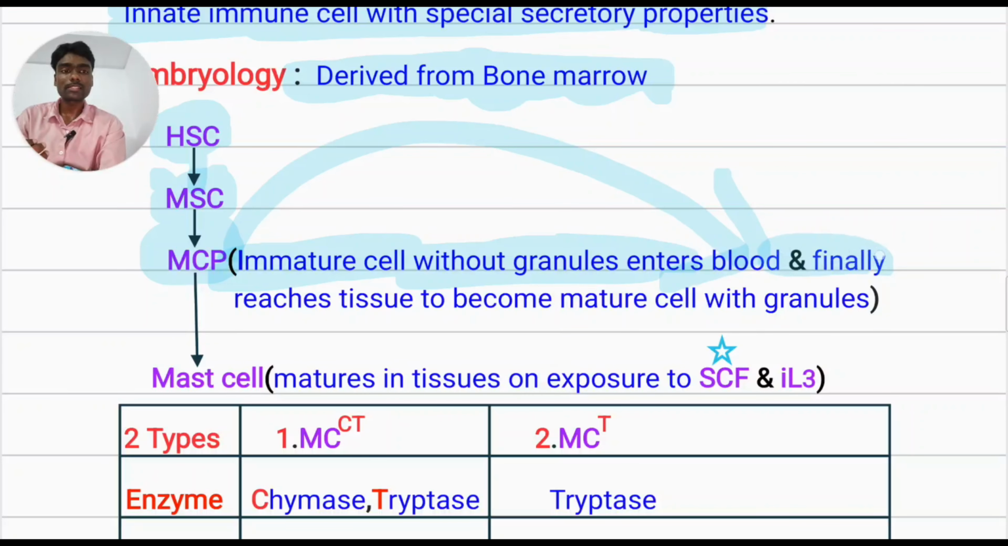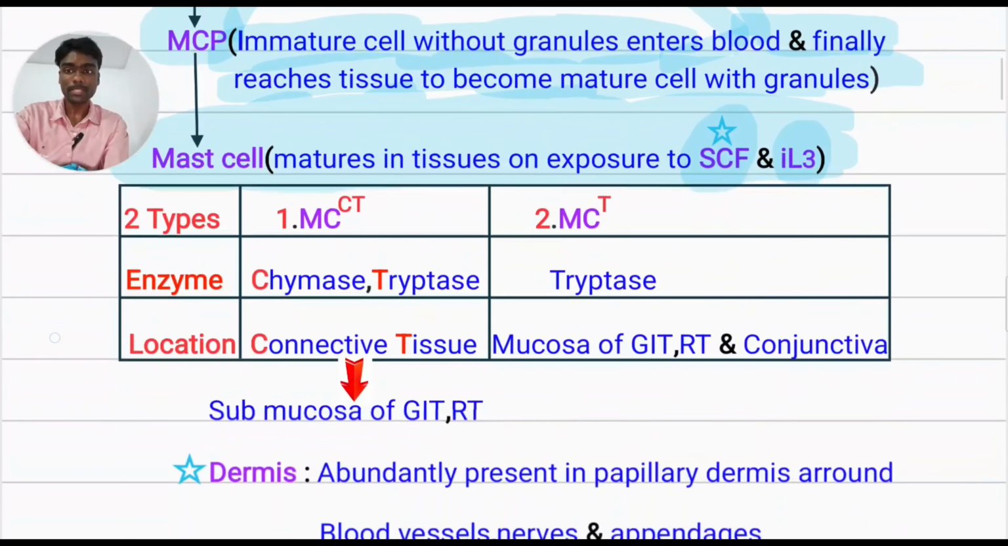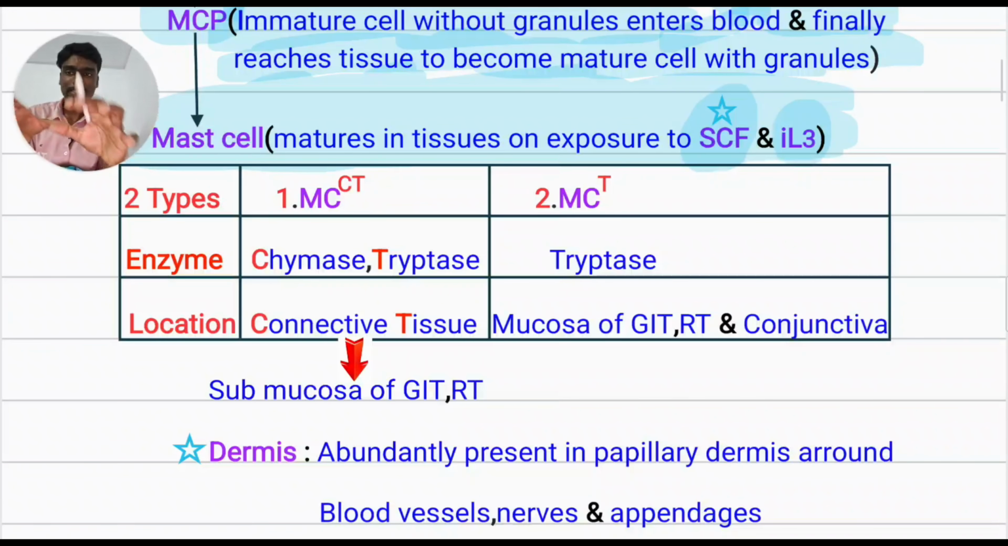Soon they will finally reach tissues, where they become a mature cell with granules under the influence of stem cell factor and interleukin 3 within those tissues. So even though mast cell is derived from bone marrow, it won't like to roam in the blood along with other blood cells. It will reach tissues and will settle there.